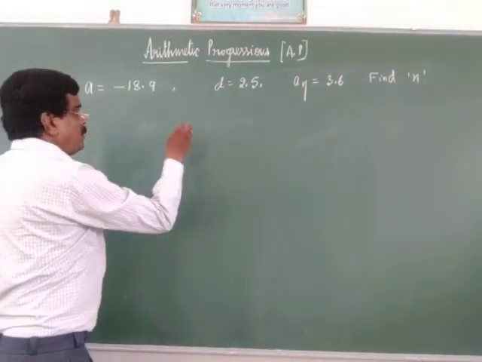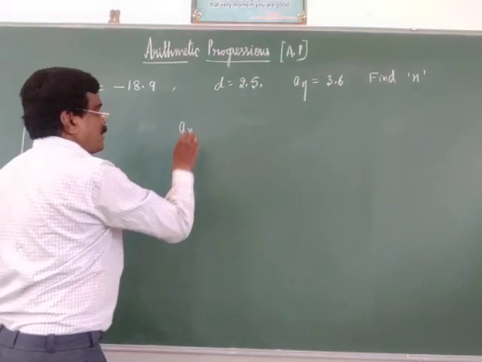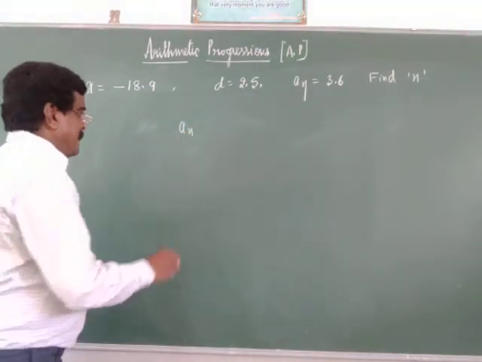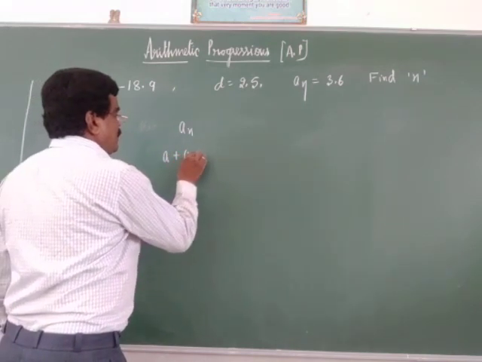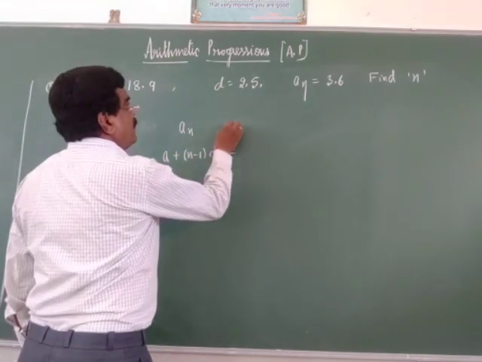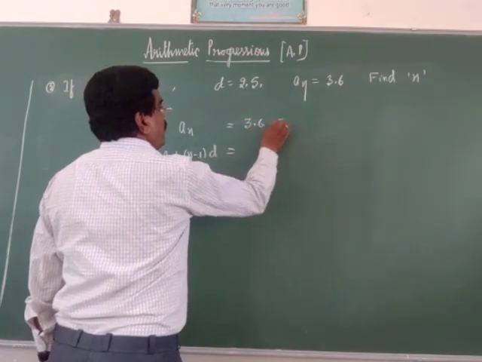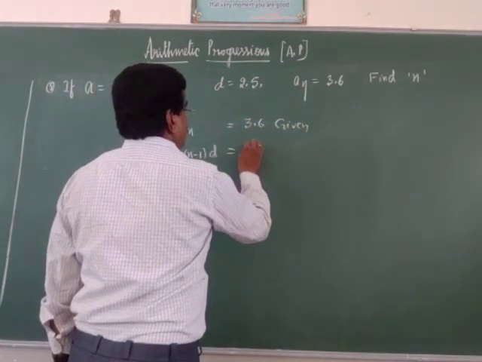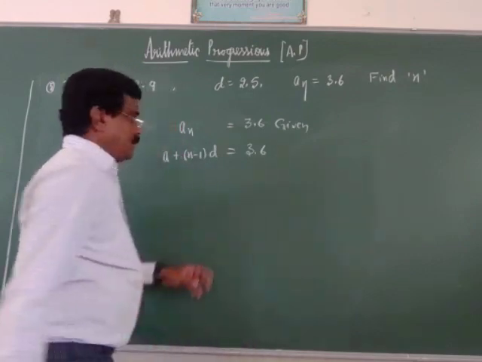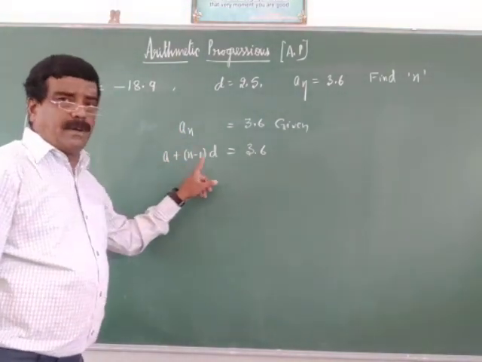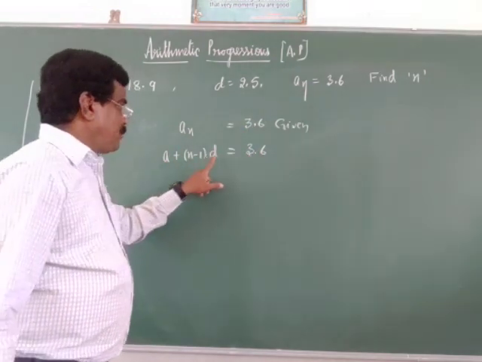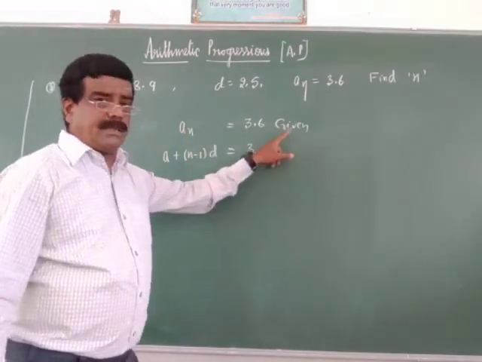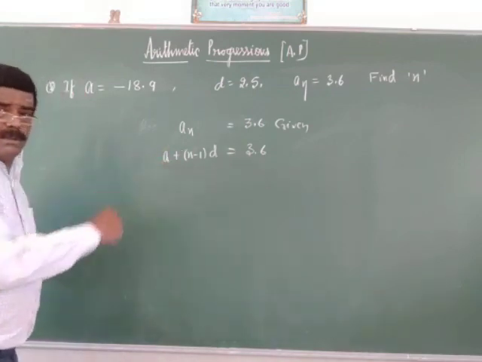But now what to do? Start with an. Write down the formula, because an is given: a plus (n minus 1) into d equals 3.6, given. See, children, write down the formula of an, then put equals 3.6, as I taught you already. Now go on substituting the values here.